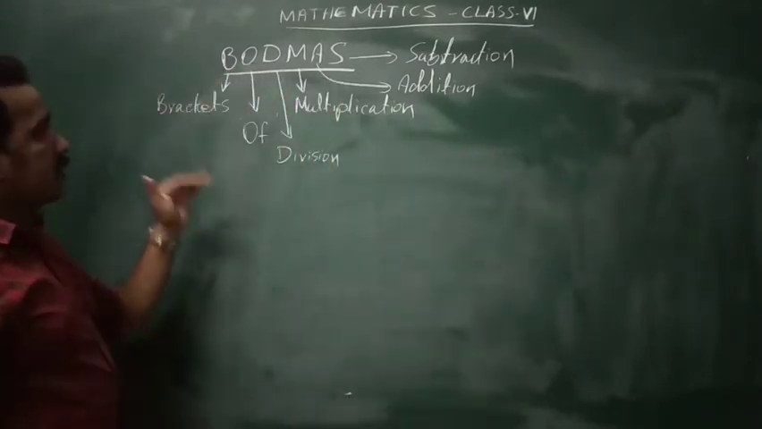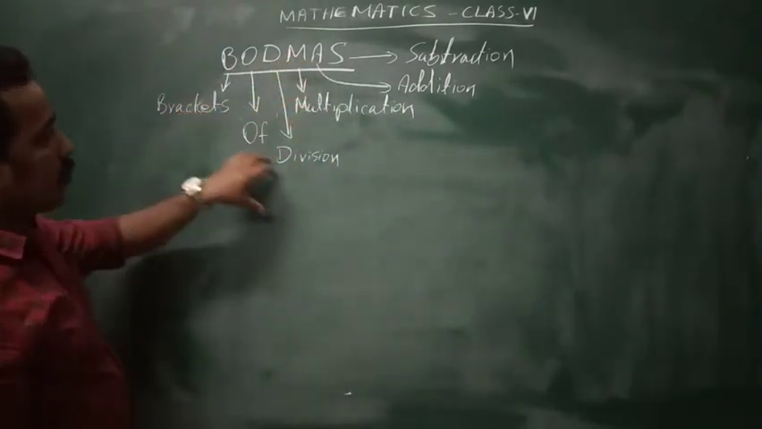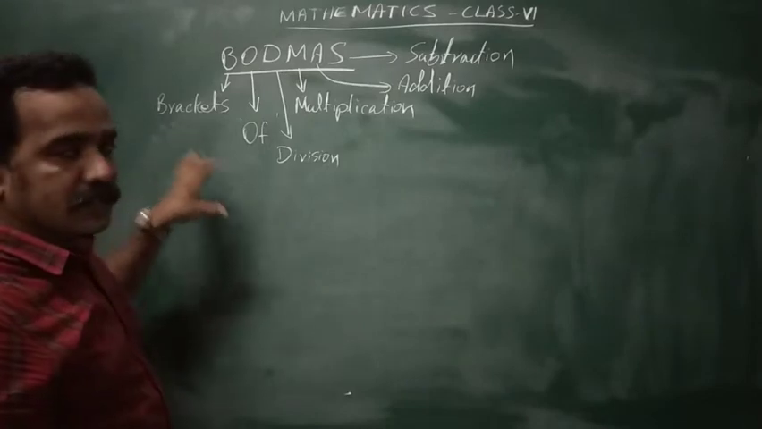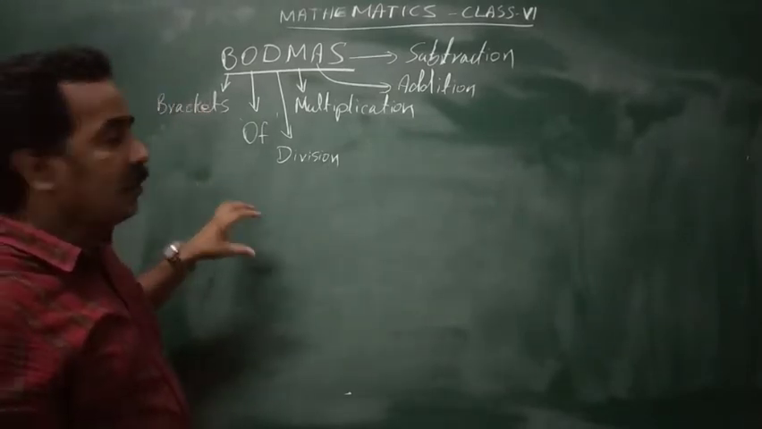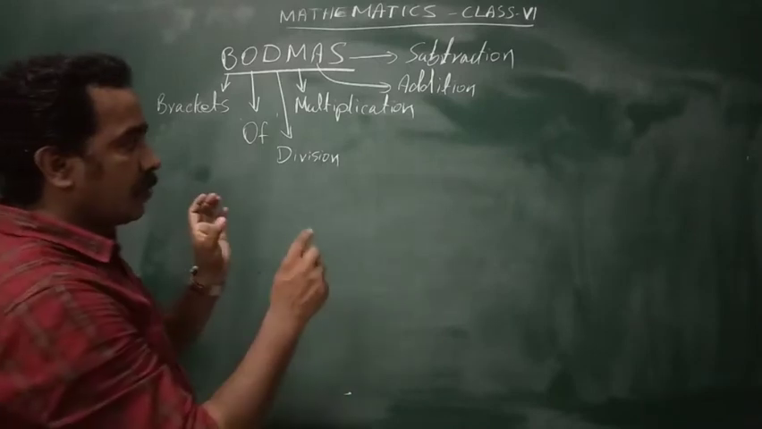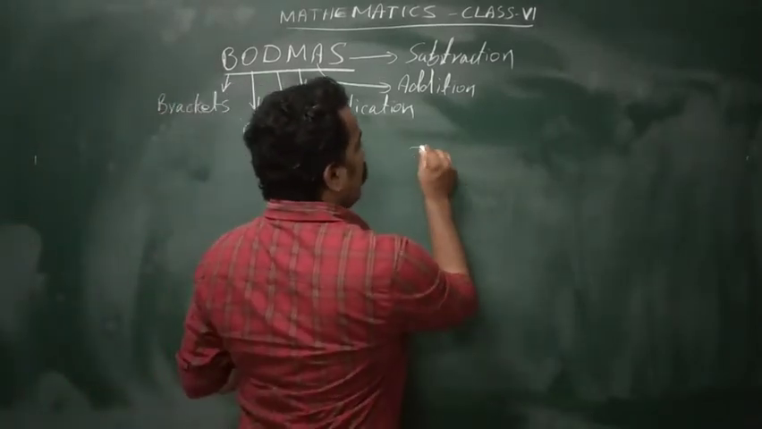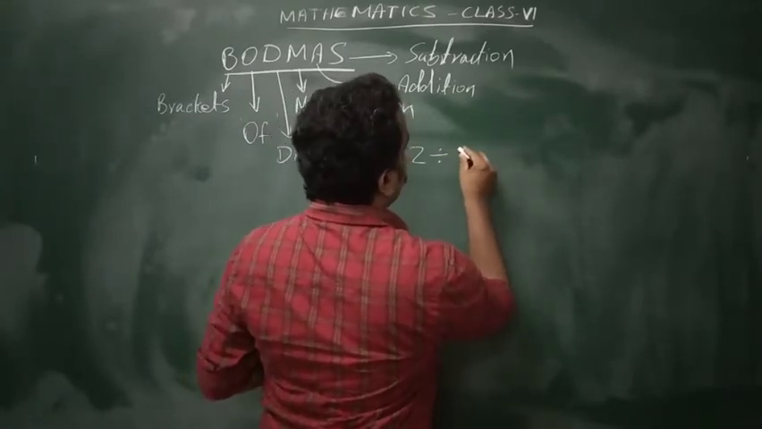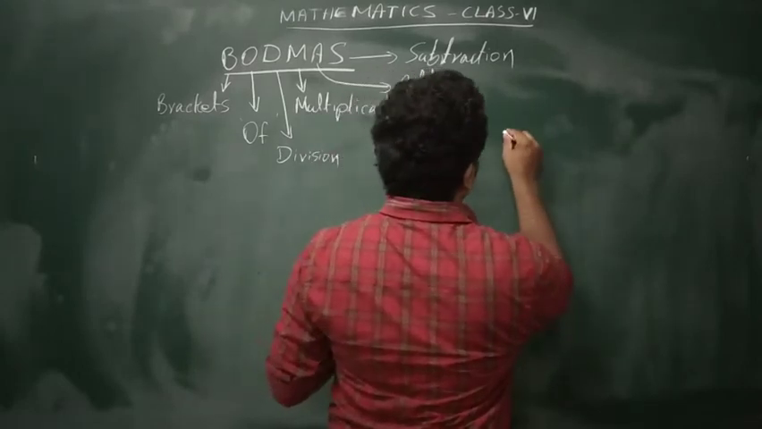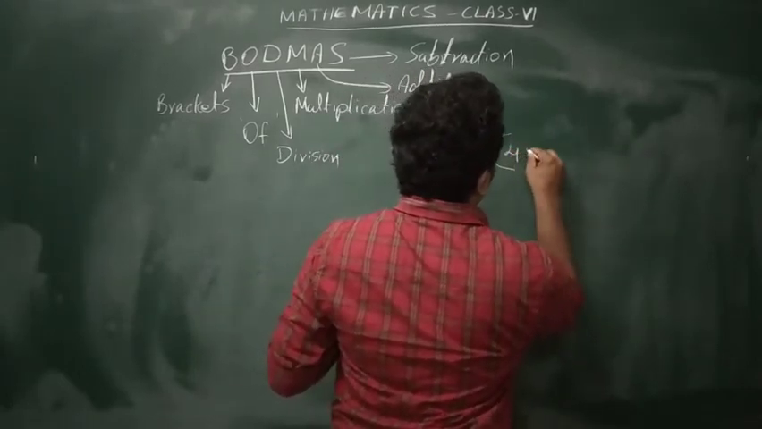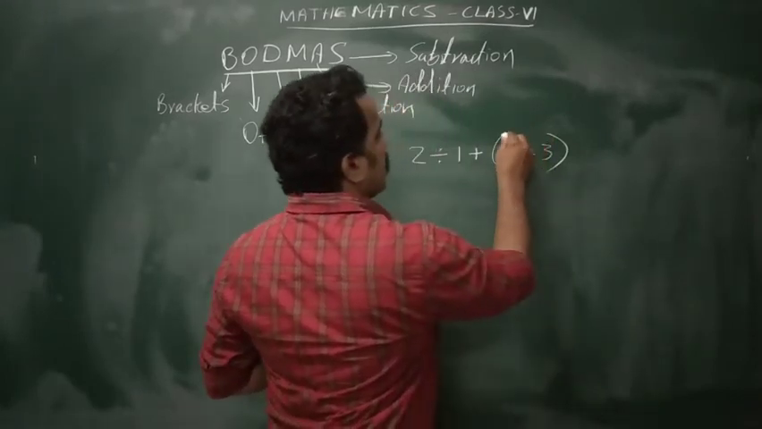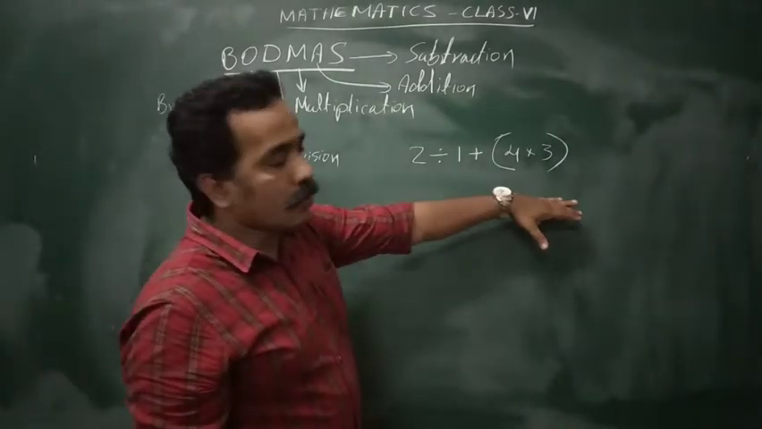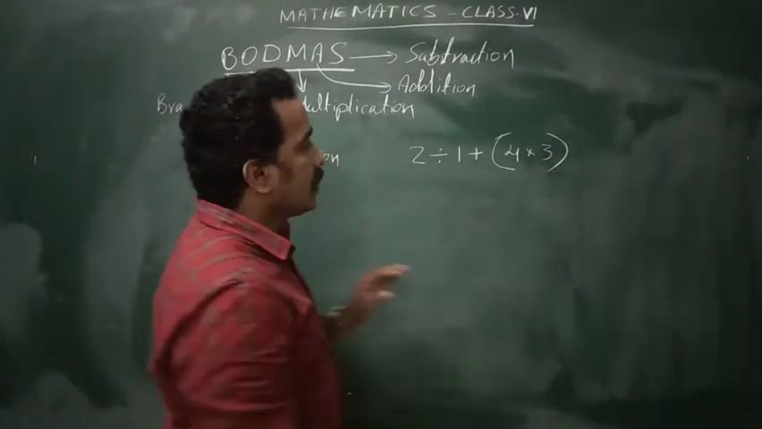Now let us see brackets. What does the BODMAS rule say? If inside a bracket some expression is given, you have to solve that first. Suppose in a question, for example, 2 divided by 1 plus (4 into 3). Like this, the question is given. This is an arithmetic expression. In this case, you have to look at what is given inside the bracket. That you have to do first.